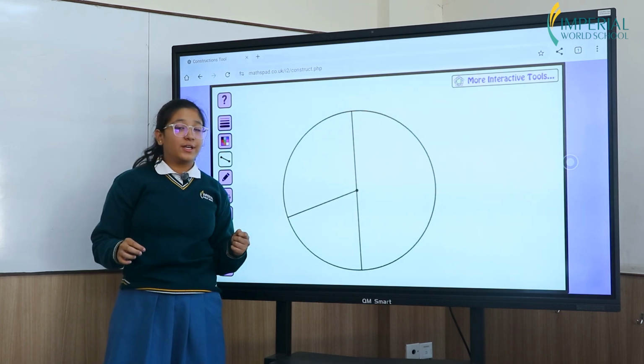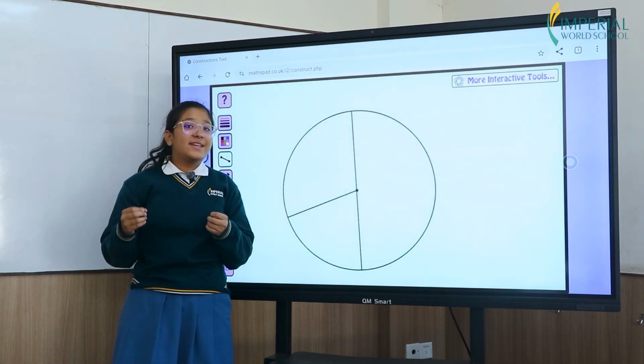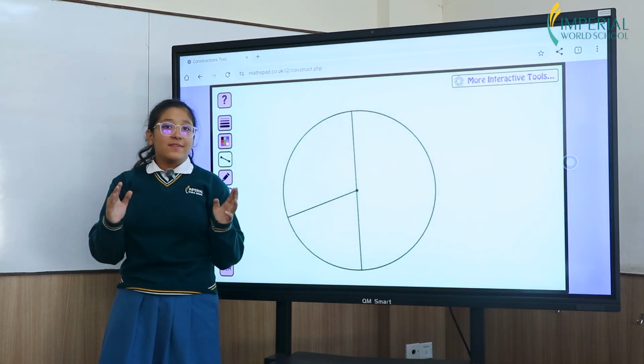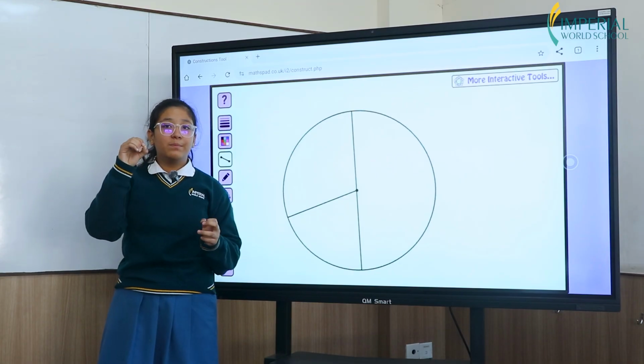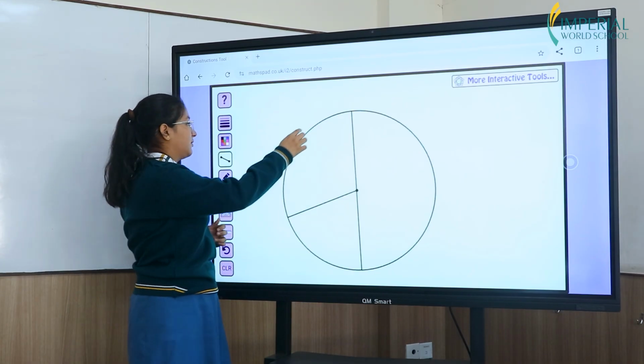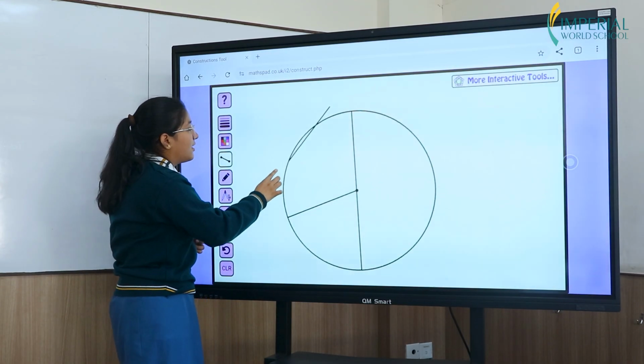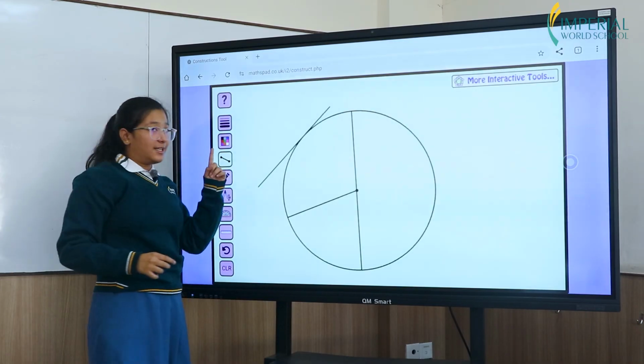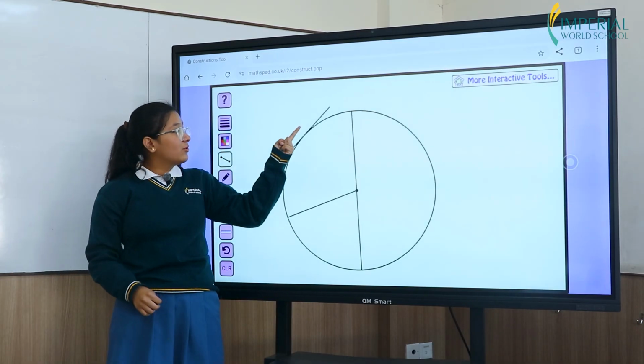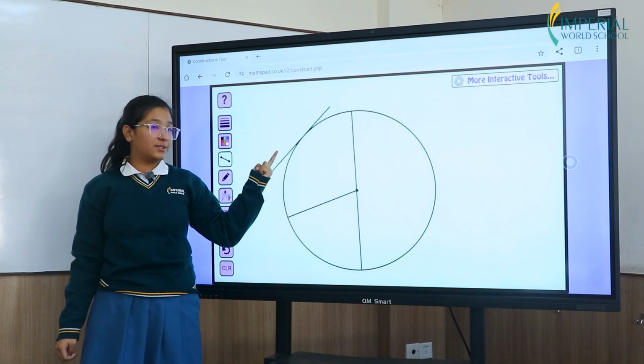The next component is a tangent. A tangent is a line segment that passes through only one point of the circumference. So, for example, this is a tangent because it passes through only one point of the circumference.